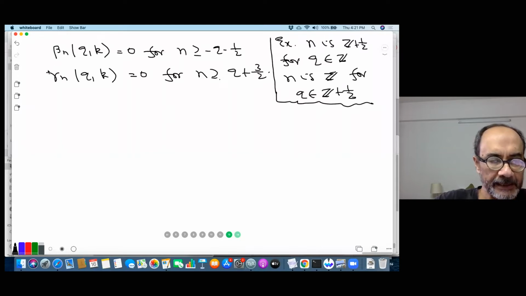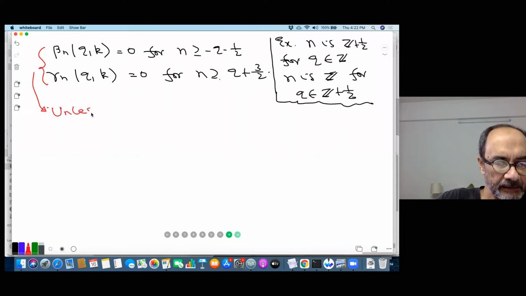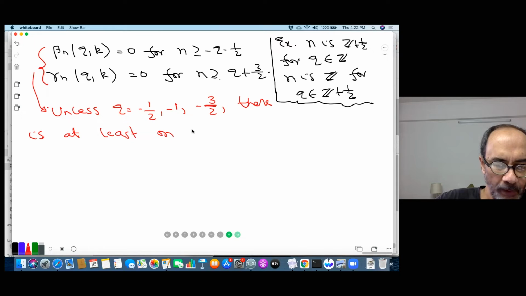Okay, now using this, it follows that unless Q takes one of these three values, minus half, minus 1, or minus 3 half, there is at least one positive n such that beta n on the state is non-zero, or gamma n on the state is non-zero.